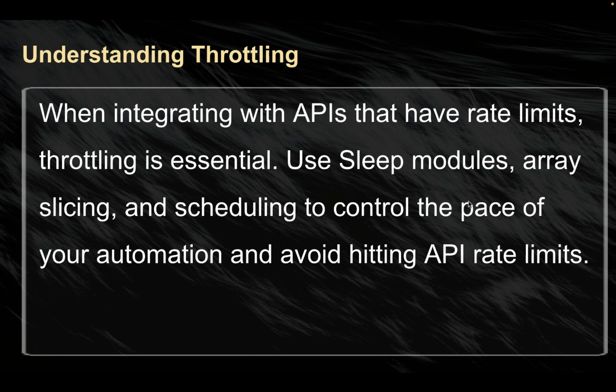Now, the essence of throttling is for you to ensure that you don't hit the rate limit set for a specific API. So rate limit means for a specific time frame, there is a number of requests that the API can accept. Some are limited to 10 requests per minute. Some are limited to 100 requests per day. So depending on the kind of API service you're using, you need to understand the rate limit of such API and know how to handle your workflow.